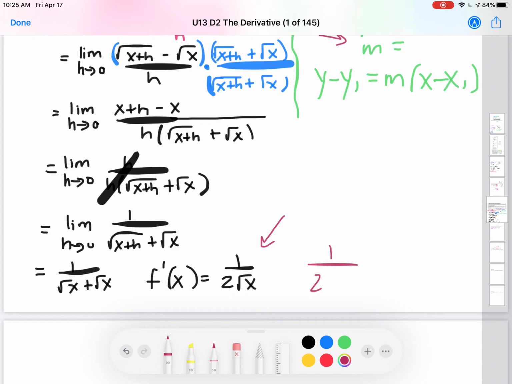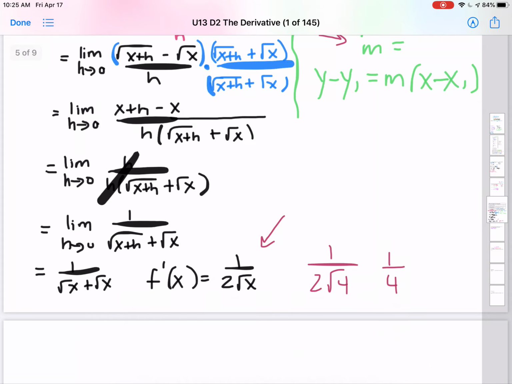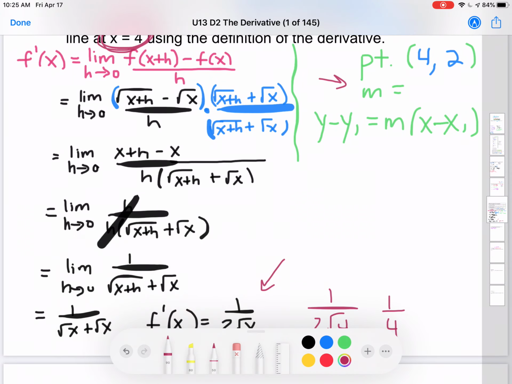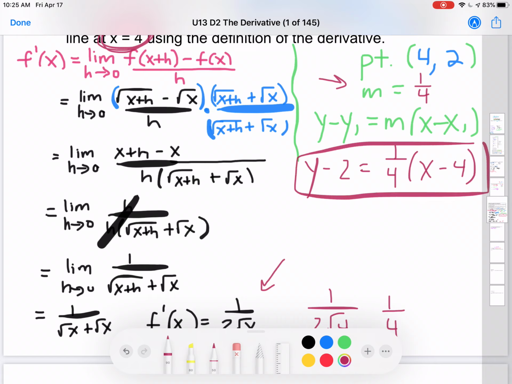So 1 over 2 times rad 4. So we're left with 1/4, and that's going to be my slope. So now I can go back up. I can plug in 1/4 right here. And now since I have the point, I have the slope, I can write the equation of that tangent line. So y minus 2 equals the slope times x minus 4. Okay, and that is the equation of the tangent line.